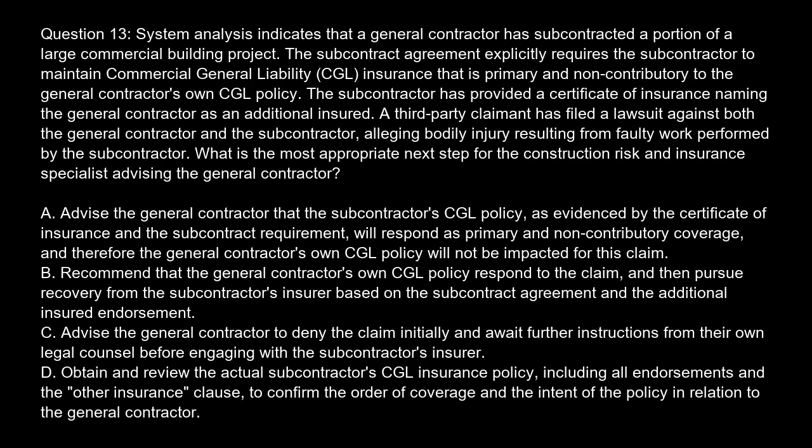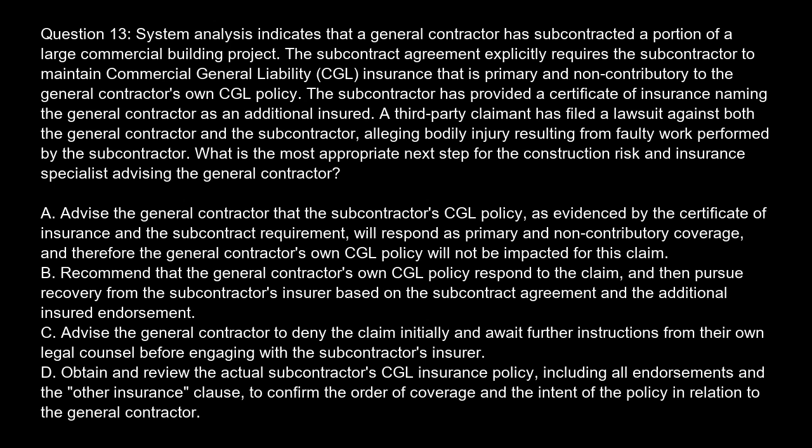What is the most appropriate next step for the construction risk and insurance specialist advising the general contractor? Option A. Advise the general contractor that the subcontractor's CGL policy, as evidenced by the certificate of insurance and the subcontract requirement, will respond as primary and non-contributory coverage, and therefore the general contractor's own CGL policy will not be impacted for this claim. Option B.